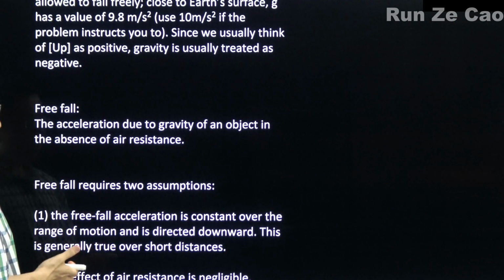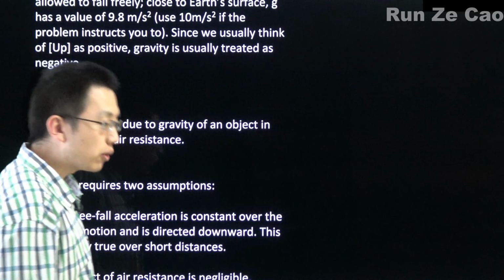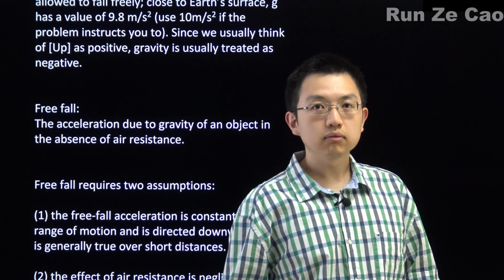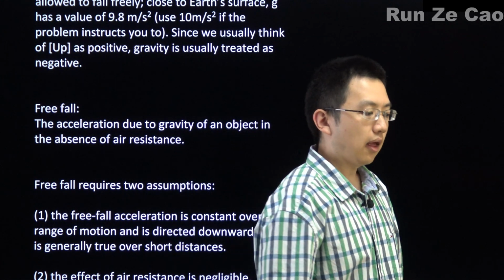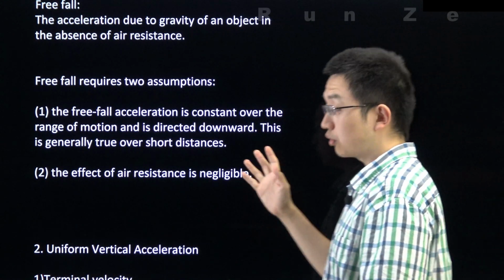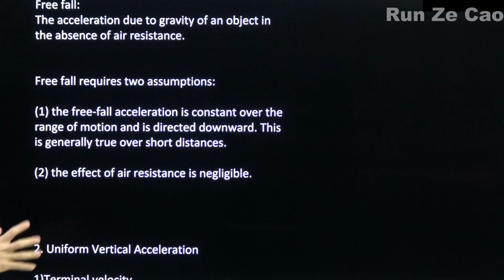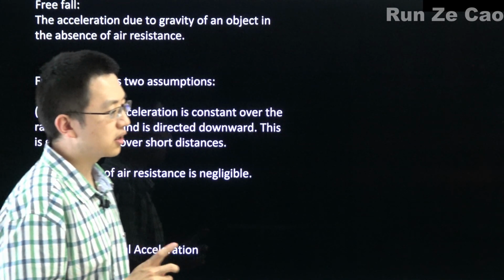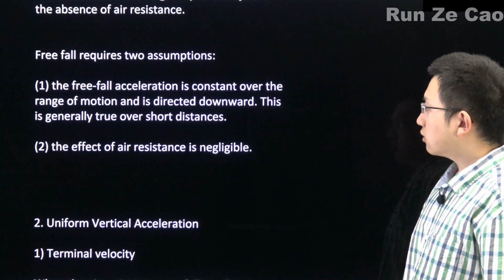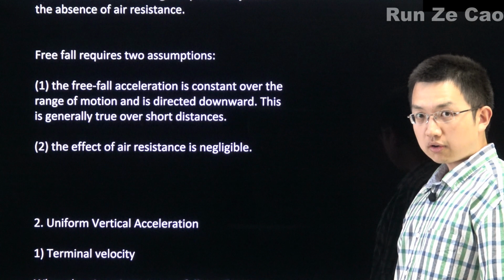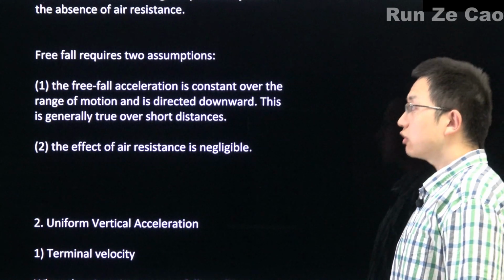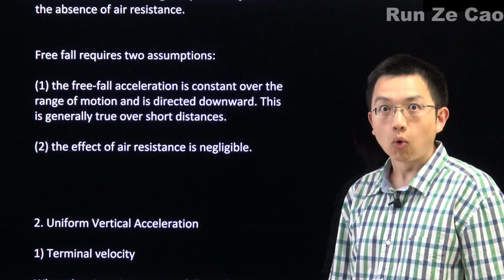With that feather and that bowling ball example, if you drop them in a vacuum with no air resistance, they fall at the same speeds at the same times. They accelerate the same. And free fall has two assumptions. First, the free fall acceleration has to be constant or uniform over the range of motion, and it is directed downward. This is generally true over short distances, because if you get farther and farther away from Earth, the gravitational field intensity decreases. The effect of air resistance is negligible in free fall scenarios, which works fine in a vacuum tube, but generally near Earth's surface, no.